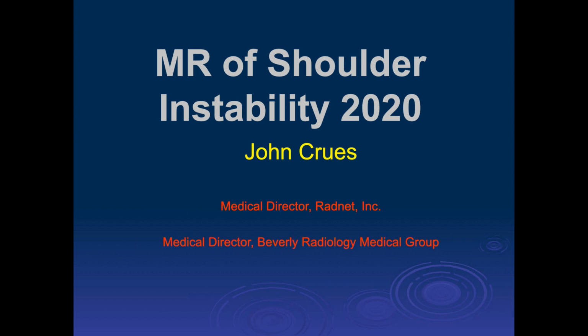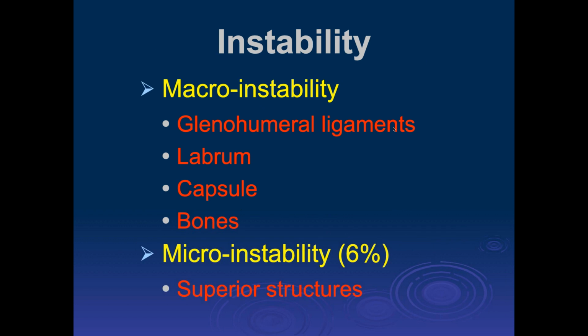This week we'll talk about shoulder instability. So we'll talk about macro instability, which really has to do with the glenohumeral ligaments, the labrum, capsule, and the bones, and then micro instability, which some people talk about, which really is a smaller percentage of the instabilities and primarily the superior structures.